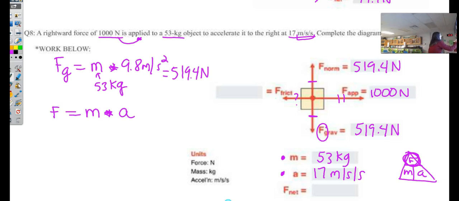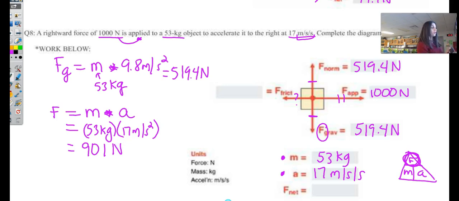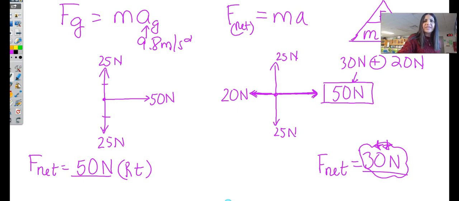Okay. So I'm going to plug in my mass is 53 kilograms. My acceleration is 17 meters per second squared. So 53 times 17, and I get 901. And again, it's a force, so it must be in newtons, 901 newtons. Okay, going back to what we talked about over here, if the arrow is smaller for the one that you're looking for, you're going to subtract your F net from the other one. If your arrow is longer than the other one, you're going to add.